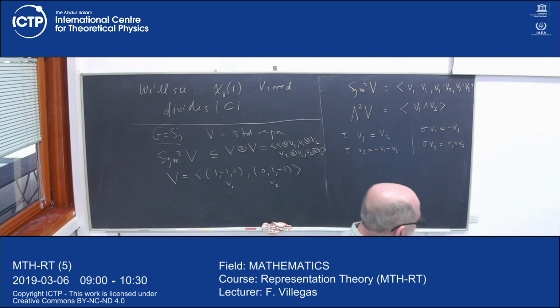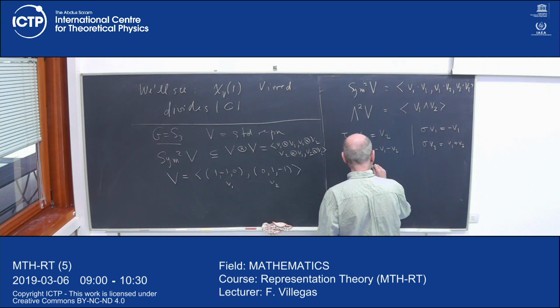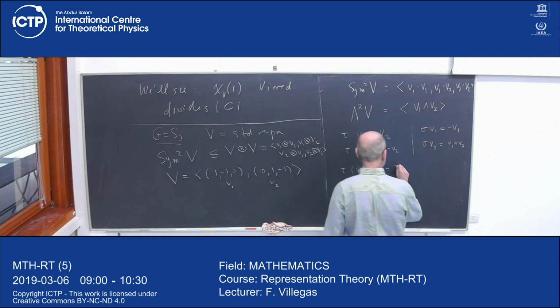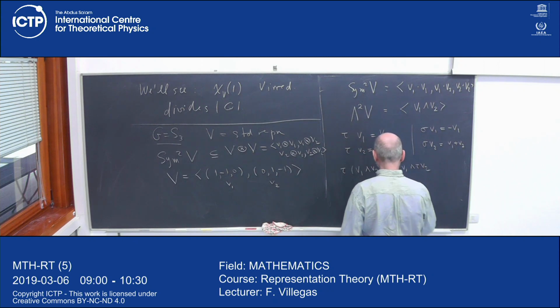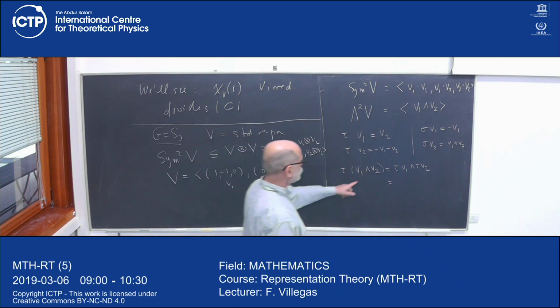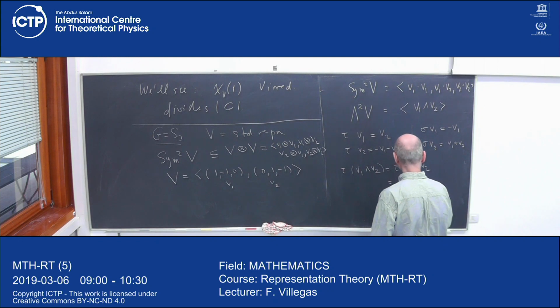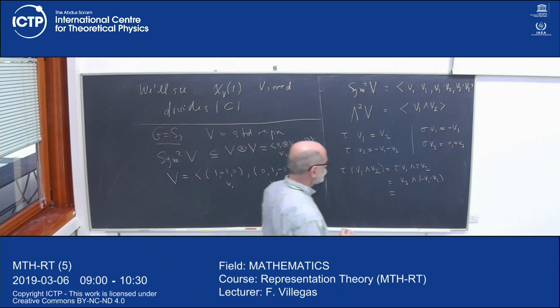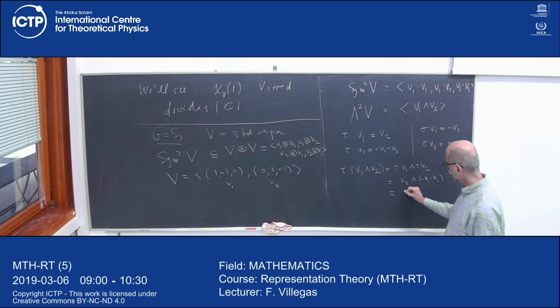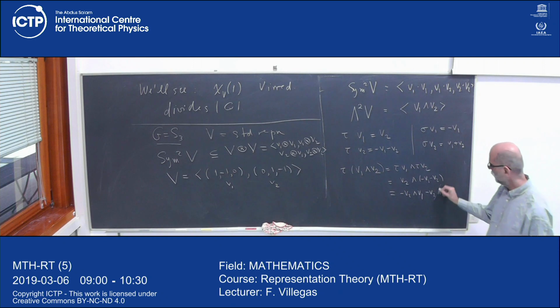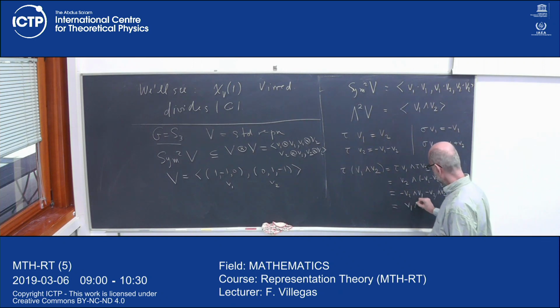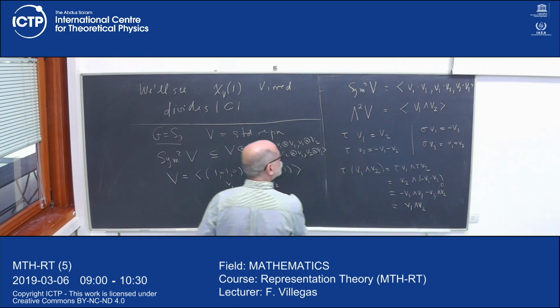So let's just finish by finding what happens to V1 wedge V2. Tau will act on each factor, so this will be tau of V1 wedge tau of V2. It's like what we did with the tensor product, except that now our product is skew-symmetric, but everything else is the same. So we have V2 wedge (minus V1 minus V2). This wedge product is bilinear, but now it's skew-symmetric. So we have minus V2 wedge V1 and minus V2 wedge V2. V2 wedge V2 is 0, and V2 wedge V1 is minus V1 wedge V2, which with the other minus sign cancels. So tau fixes the basis vector V1 wedge V2.